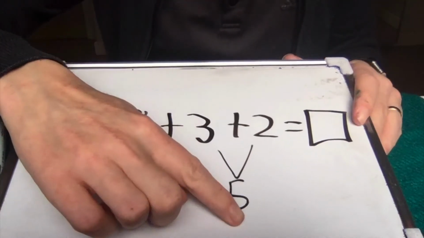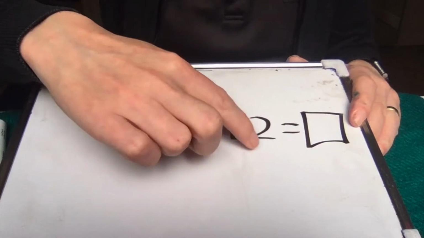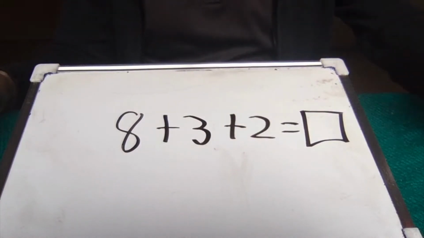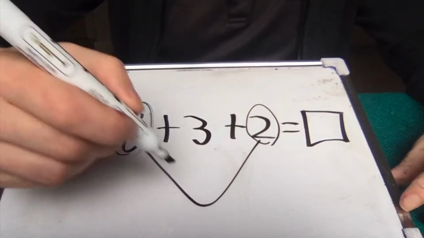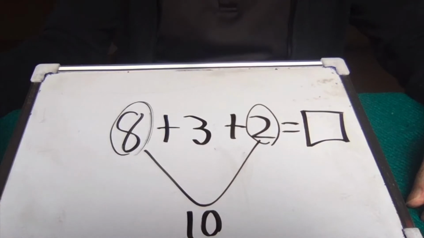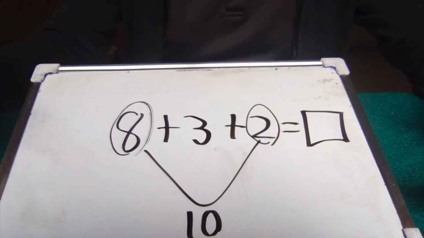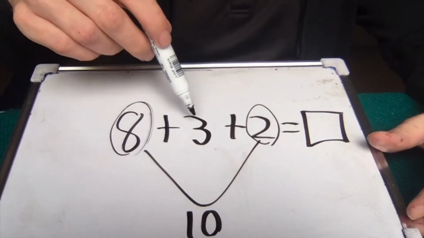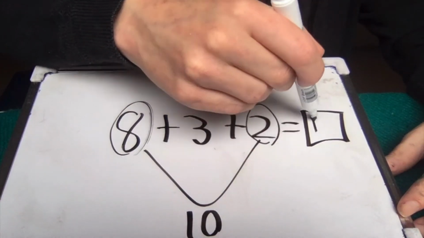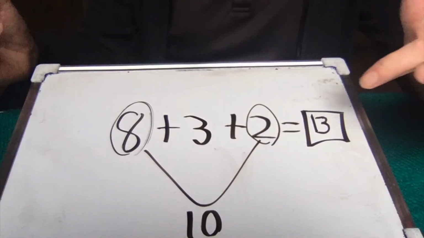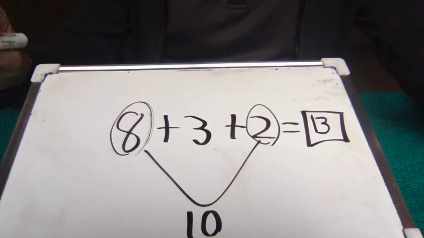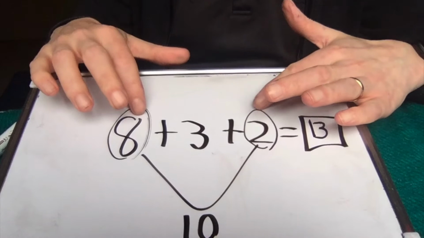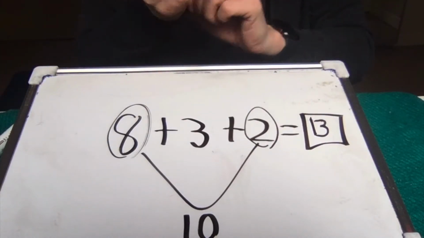But here's another way of looking at it. Some of you might have seen straight away, a friendly 10. I know that an 8 and a 2 makes 10. And now all I have to do is add on the 3 ones. I have 10, 11, 12, 13. 8 plus 3 plus 2 is the same as 13. And it sometimes gets super fast if we can use and notice those friendly tens.